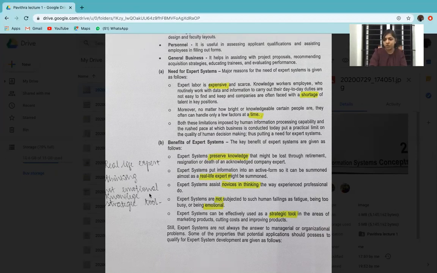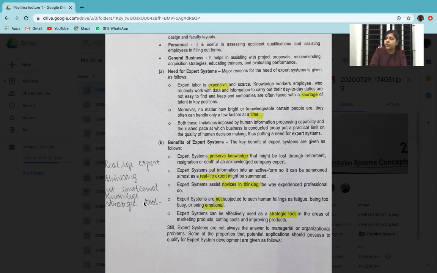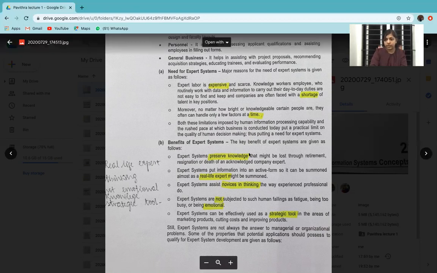And they're not emotional, in the sense they're not subject to getting tired. A computer can work non-stop. And knowledge: they can preserve the knowledge even if the expert is going to leave the organization. His knowledge is going to be preserved for n number of years to come, and then it can be effectively used as a strategic tool. These are the benefits of an expert system.